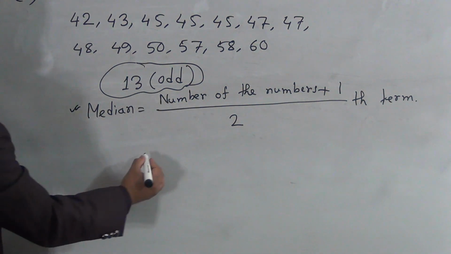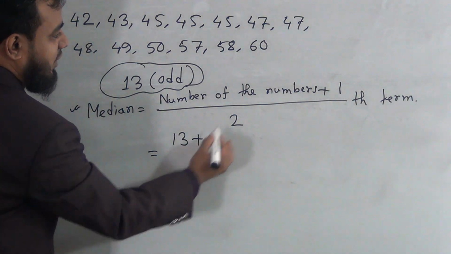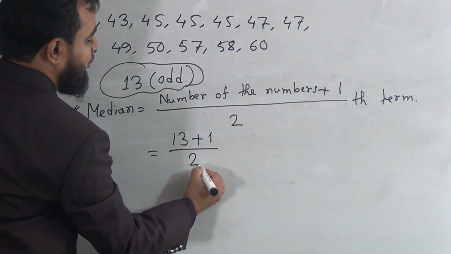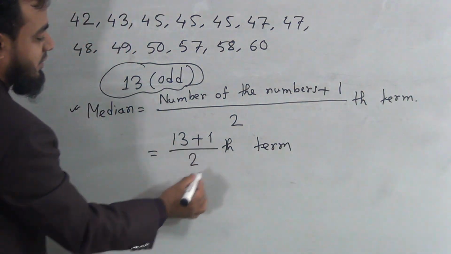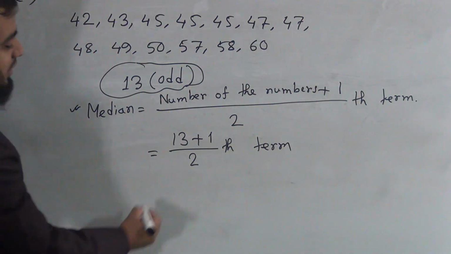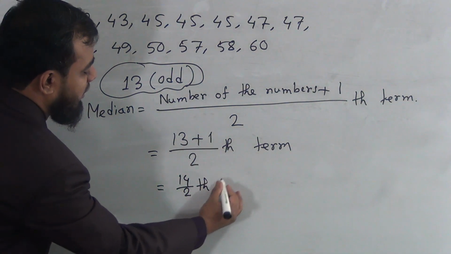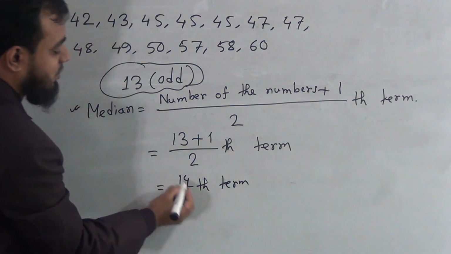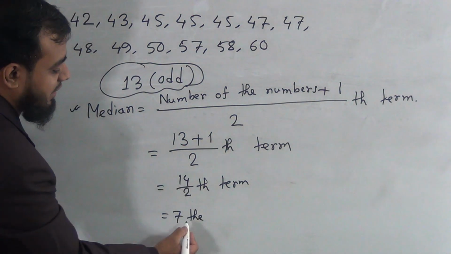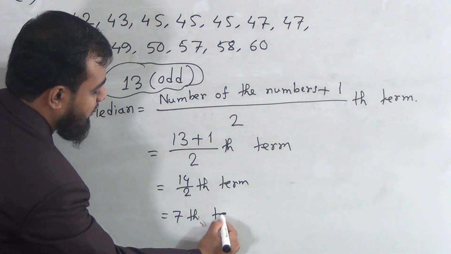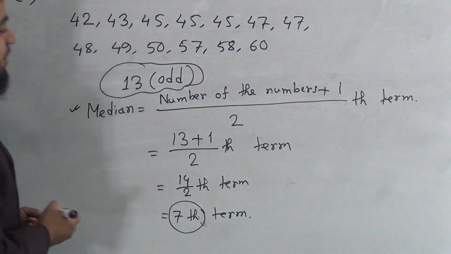Okay, so the number of data is how much? 13 plus 1 divided by 2 term. This term will be our median. That means it is nothing but the 14 by 2th term. So which term is it? It is the 7th term. When you divide 14 by 2 you will get 7. The 7th term will be our median.